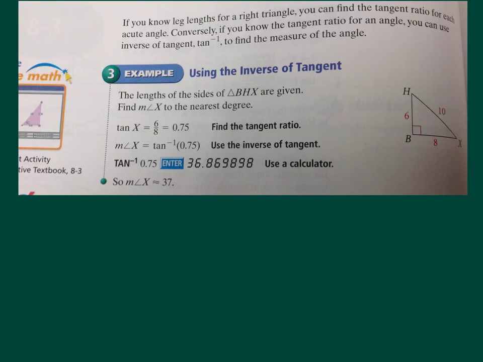They give us the length of three sides of a triangle to be 6, 8, and 10. We've got to find the measure of x to the nearest degree. So the tangent of x is going to equal 6 over 8. And you're going to punch into your calculator inverse tangent of 6 over 8. And then when you hit enter, you're going to get that to be approximately 37 degrees. Again, I hope you're actually doing this instead of just looking at it. Actually punch that into your calculator, make sure you get the right answer. Inverse tangent of 6 over 8. And make sure you get approximately 37 degrees to the nearest degree.